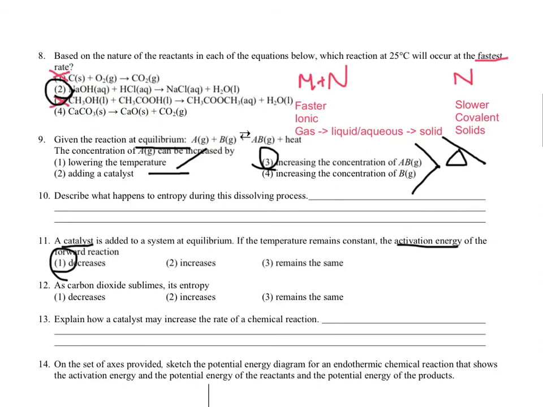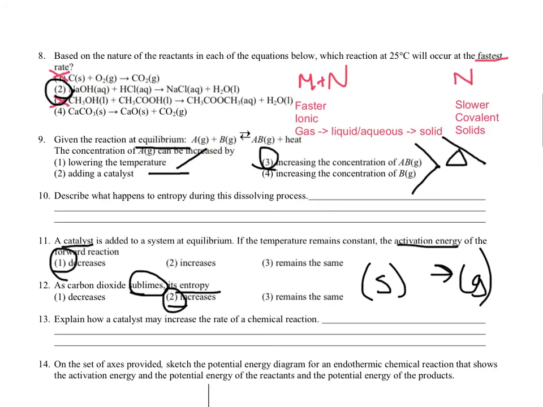Question number 12, we're asked to examine entropy when carbon dioxide sublimes. Recall subliming is going straight from a solid to a gas. Carbon dioxide sublimes, it's actually commonly called dry ice. Now the entropy or randomness increases as we move from a solid to a gas.